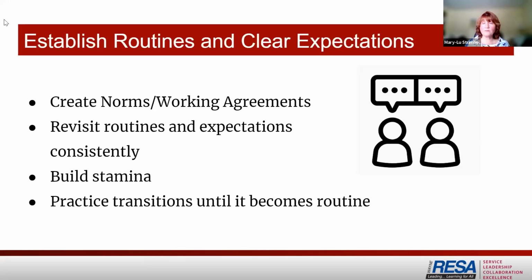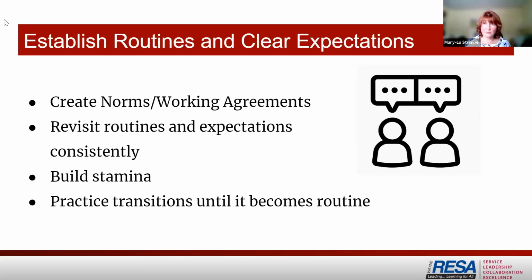Because many times if we put up a chart or we say, here are our working agreements, and we don't refer back to them or have kids set goals with them, they become white noise. So really starting out small, if you're going to practice transitions, if you're in person and you're asking students to move to another area, what does that look like and sound like? Really explicitly teaching them that. If it's in a virtual space, how does that look like? What steps are we going to use virtually for that to happen?